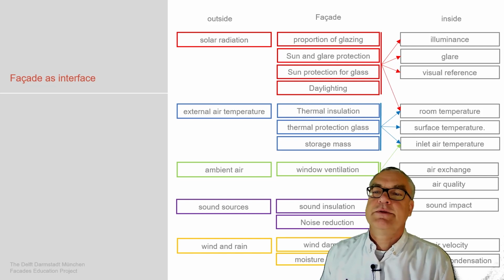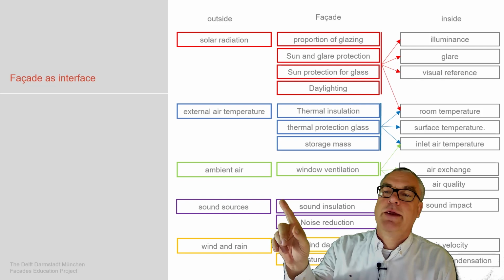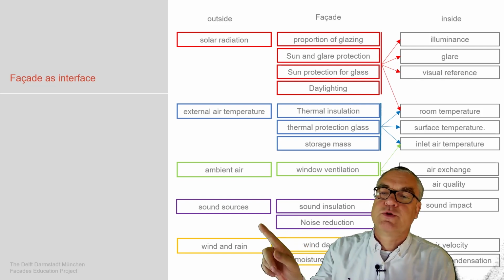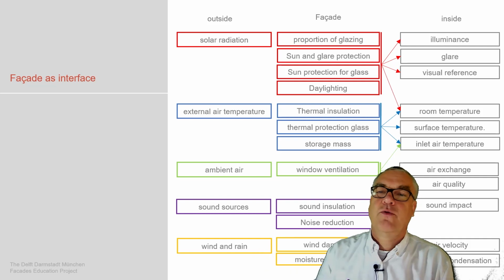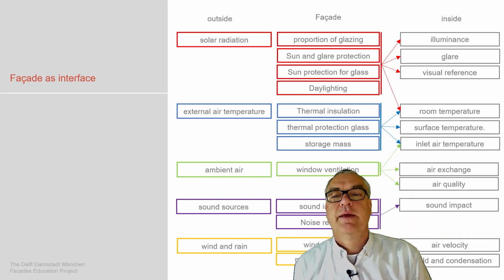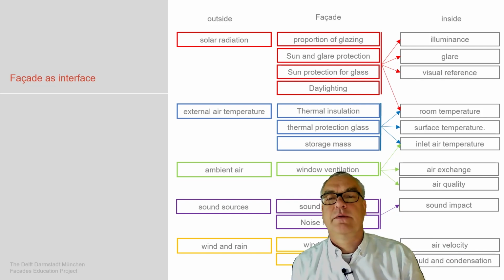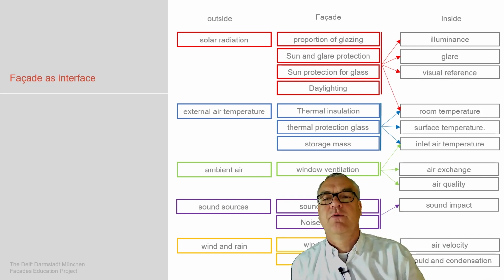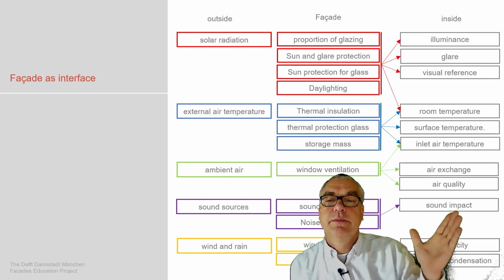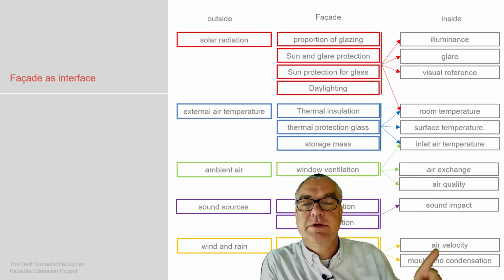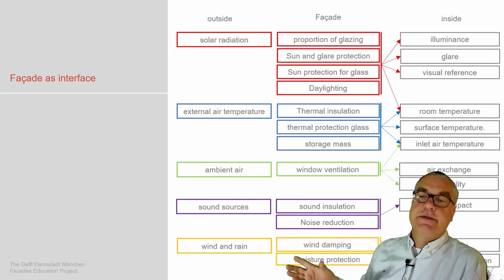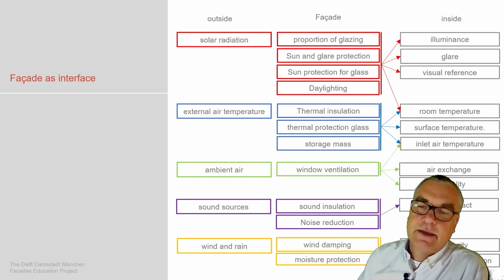Outside influences are solar radiation, external air temperature, ambient air, sound sources, acoustics, wind and rain, versus inside influences: illumination, glare, visual references, so the opportunity to see something, room temperature, surface temperature, inlet air temperature, air exchange, air quality, sound impact, air velocity, and mold and condensation. These are aspects the facade itself has to deal with as an interface.